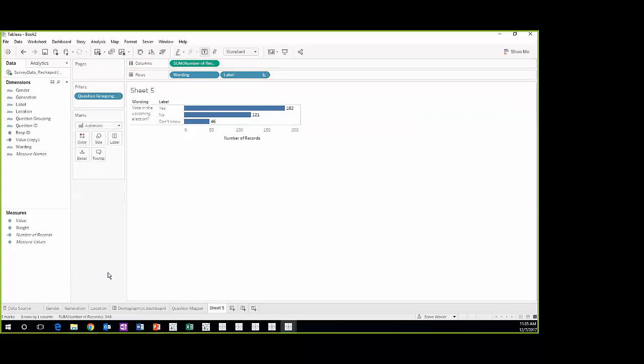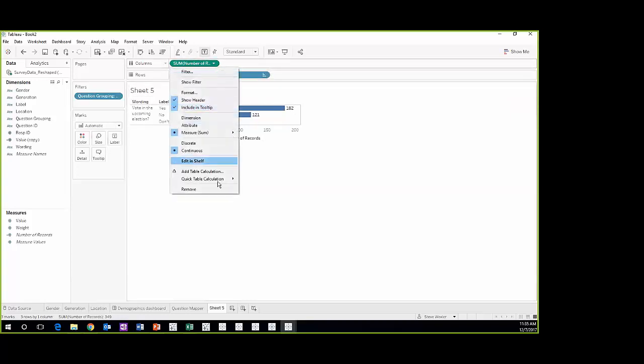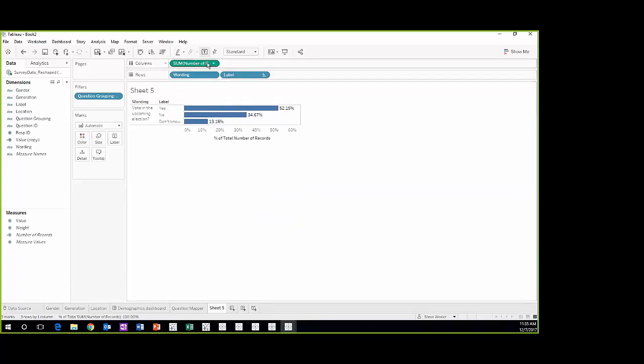Hey, so you're probably looking at this and going, well, that's great, 182, 121, 46. I want to do this as a percentage. So yeah, I'll do a quick table calculation. I'll say percent of total. And you know what? This percent of total might be so useful. Let me drag it over here and use it again. I'll call it percent of total.